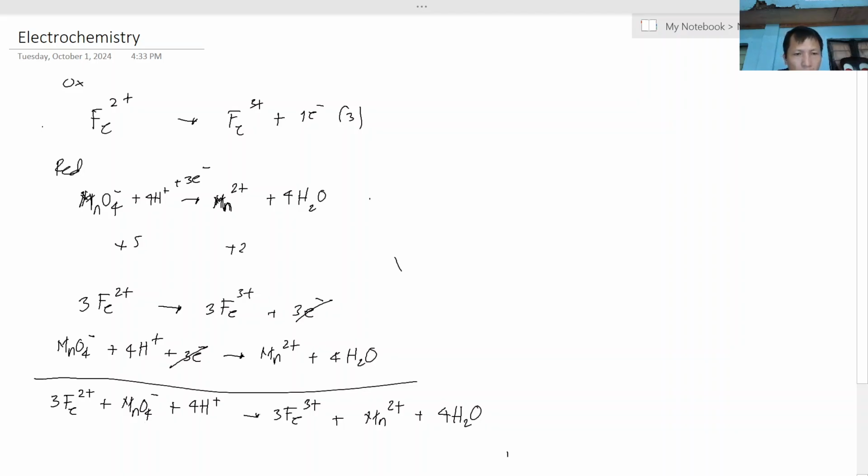So let's see if it's balanced. 3 Fe, yes, Mn 1. O 4 is 4, yes, 4 hydrogen. 8, you have 8 hydrogen. Oh my, this is somewhat wrong. Sorry, because I've made it wrong here. See? So this should be 8. Actually, this should be 8 because you need 8 hydrogen for this. So meaning, this is multiplied, so this must be 8 hydrogen.